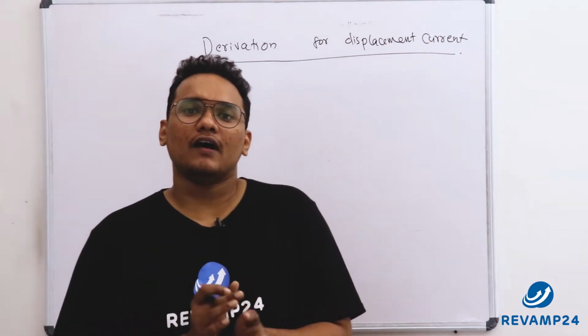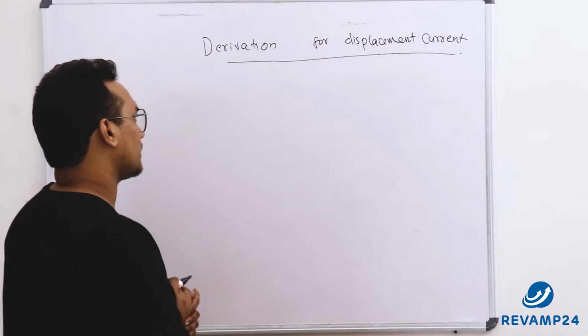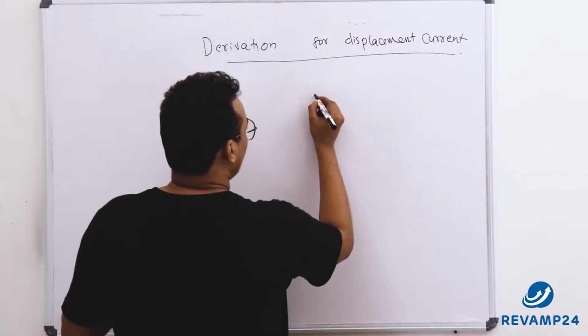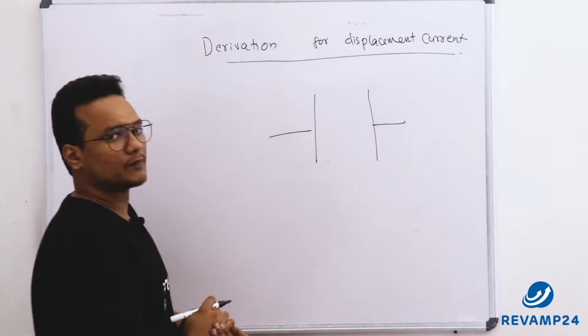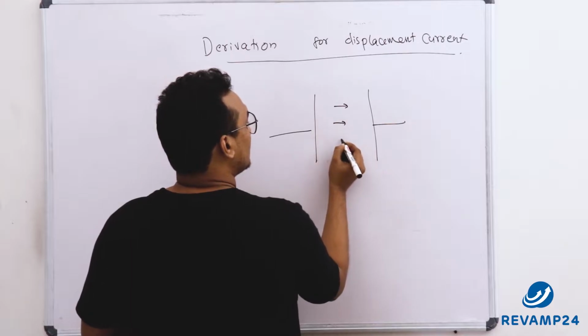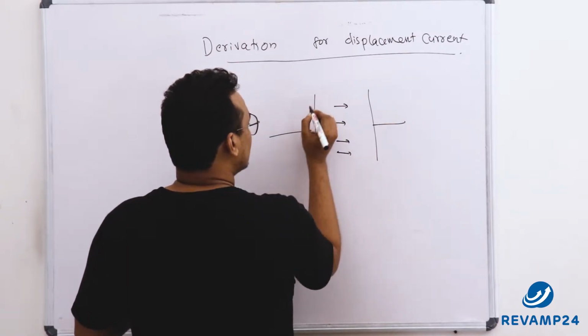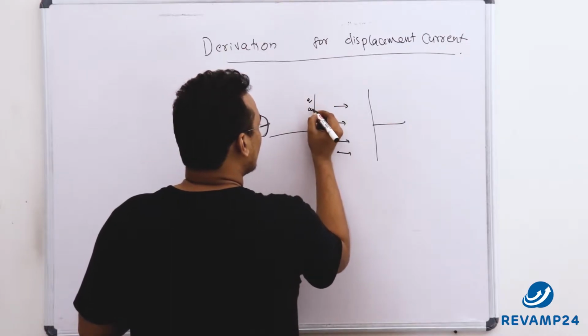In this video, I will explain how to derive an equation for displacement current. We have a capacitor, and the reason for displacement current is the change in electric field here. How is the electric field changing? Initially, when we are charging the capacitor, one Q, more Q comes.